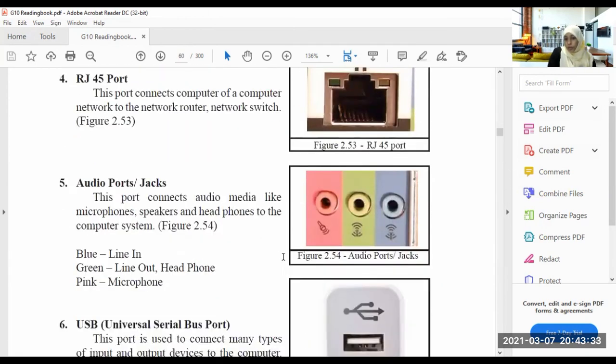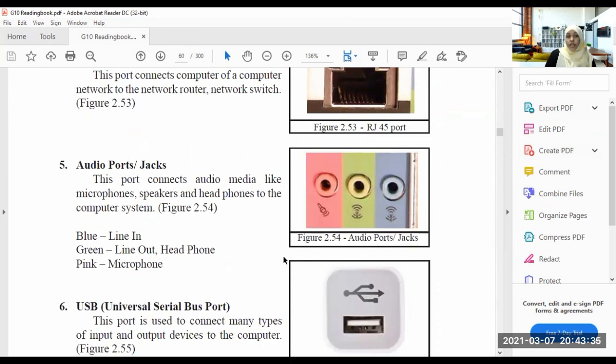Next one, audio ports or audio jacks. This port connects audio media like microphones, speakers and headphones to the computer systems. So there are three colors: pink, green and blue. Blue is used for line in. Line in means to input sounds into the computer. Green is used for line out. Line out means to connect the headsets and headphones, and pink is used to connect the microphone.